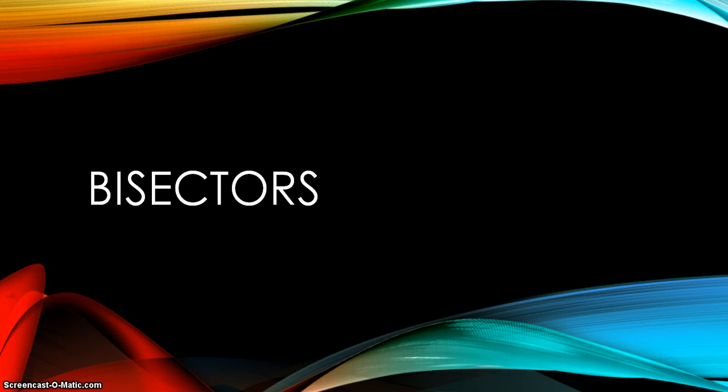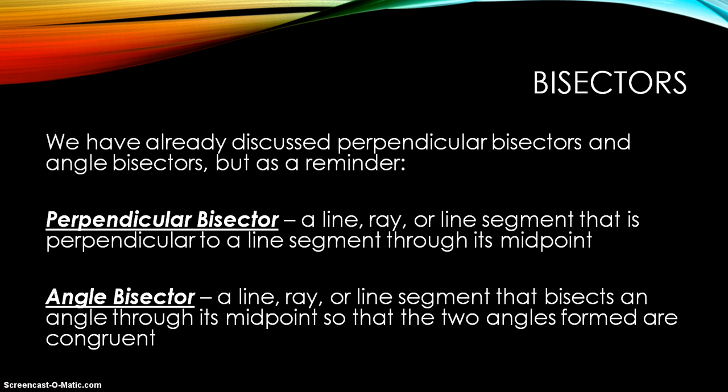Hello students, today we're going to be working with bisectors. There's two types that we're going to be looking at. The first is perpendicular bisectors and the other one is angle bisectors. So please make sure you're taking notes as you go, and if you need to, ask the teacher to hit pause in order for you to get some notes written down.